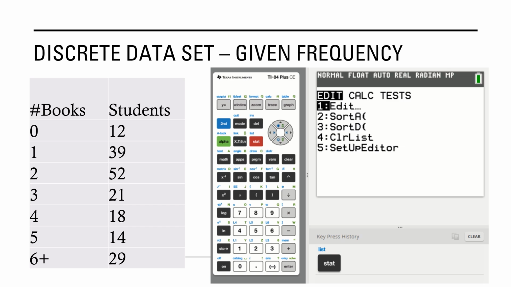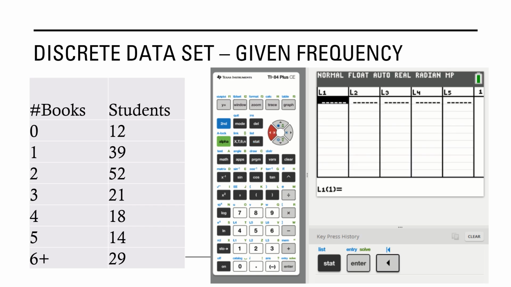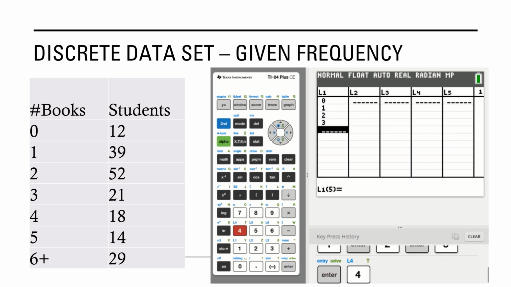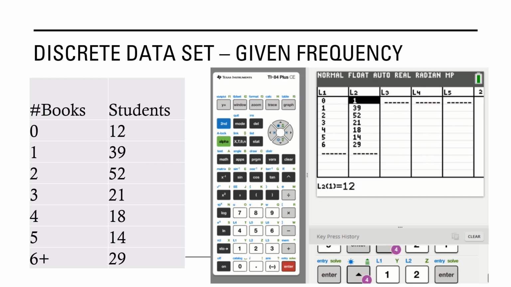So we're going to go to Stat, Edit, 0, 6. Okay. Now I'm going to go to the right to get into my second list. 12, 39, 52, 21, 18, 14, and 29. Looks like I mistyped 21 up here. That should be 21. So 21, enter. 12 should be that one. Let's verify. All right.